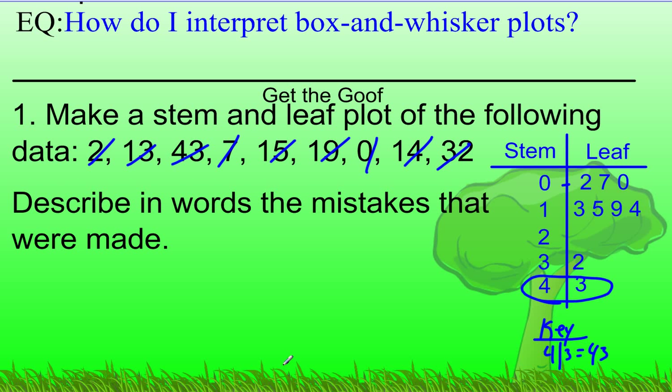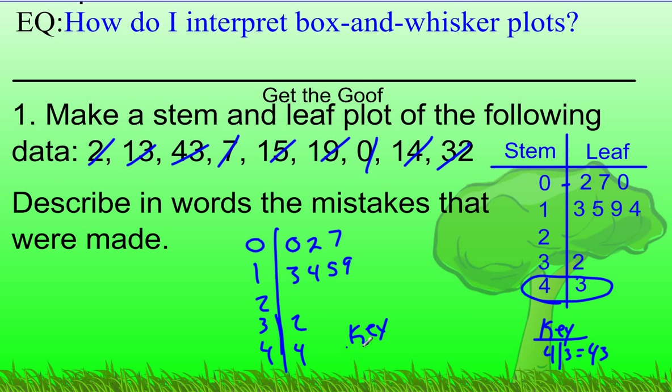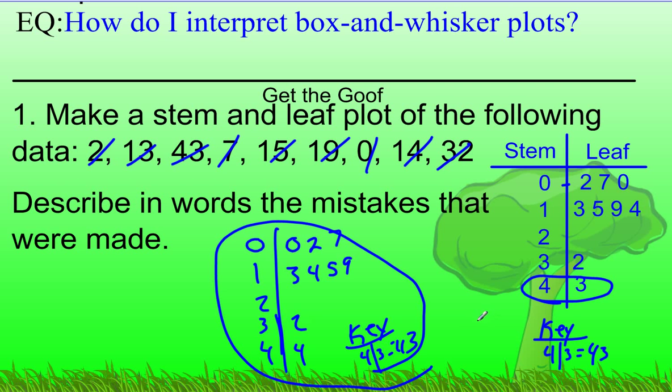The other thing I see that could be done better is you could put the numbers in order from least to greatest. So if you make your 0, 0, 2, 7, 1 of 3, 4, 5, 9, 2, 3, 4, 3, 2, 4, 3, and then your same key. This would be a much better stem and leaf plot, or I'd say it's better. I'm not saying it's a ton better, but I definitely like having the organized list instead of the disorganized list.